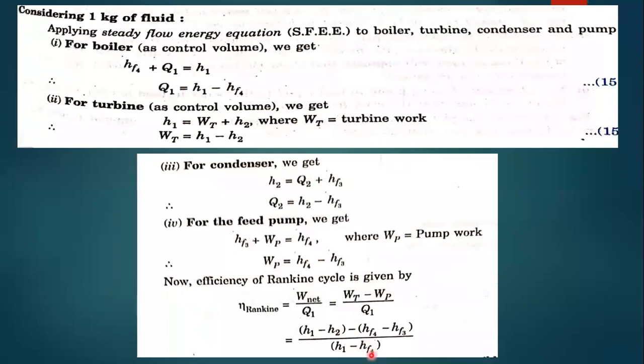Since the pump work is very negligible when compared to the turbine work, whatever work is developed within the turbine is very high compared to the pump work. That means the pump work can be neglected here. If we neglect the pump work, that is, take it as zero, then what we will have is H1 minus H2 divided by H1 minus HF4.